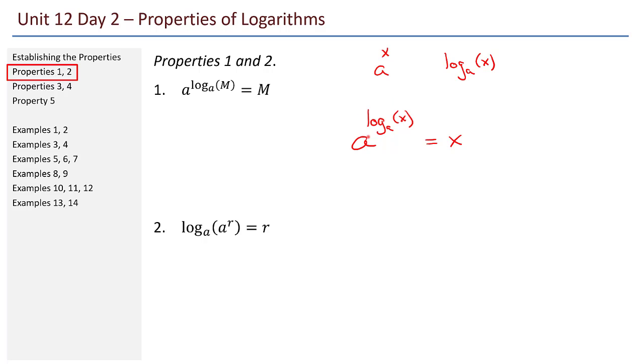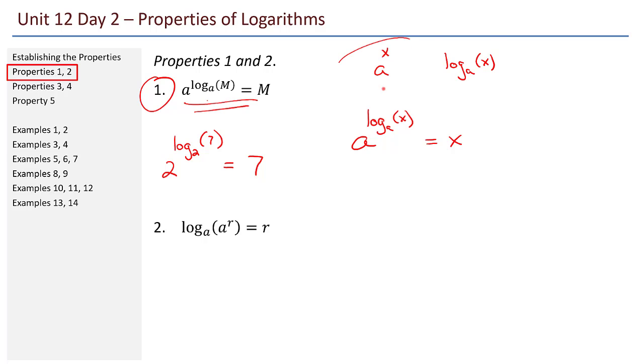So I've put the log function inside of the exponential function. Well, that's exactly what I get in property number 1. A to the log base a of m is m. So that establishes property 1. For example, we might imagine 2 raised to the log base 2 of 7. That equals 7. There we go.